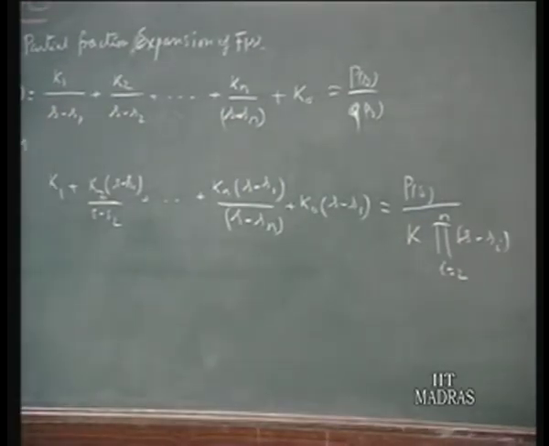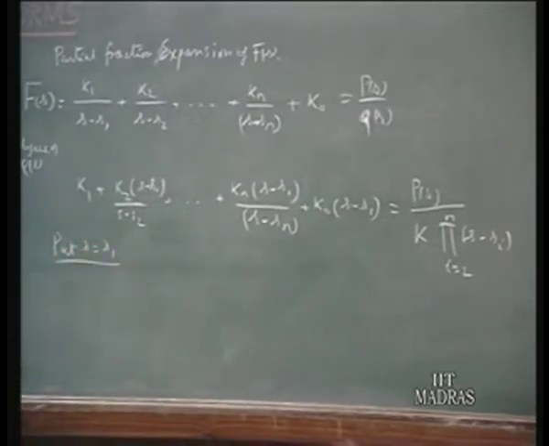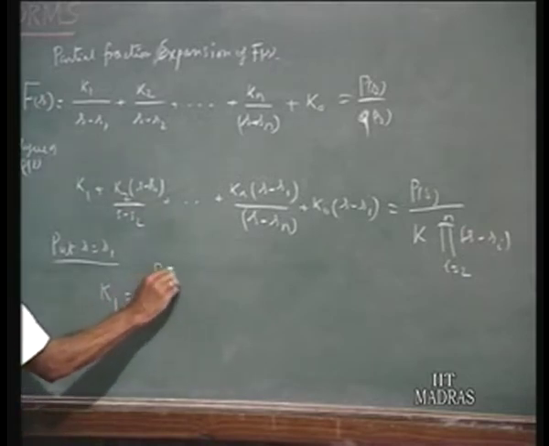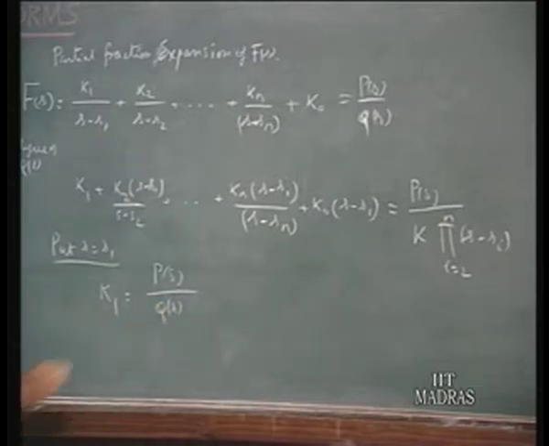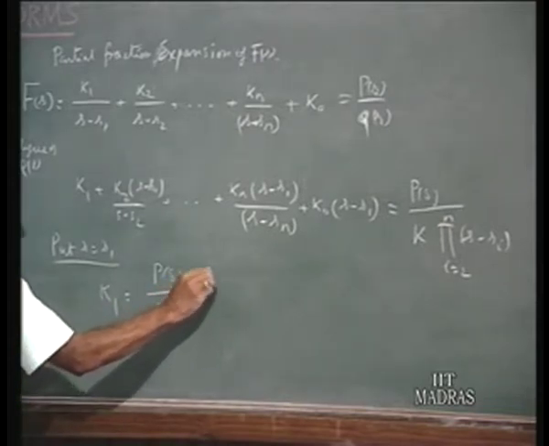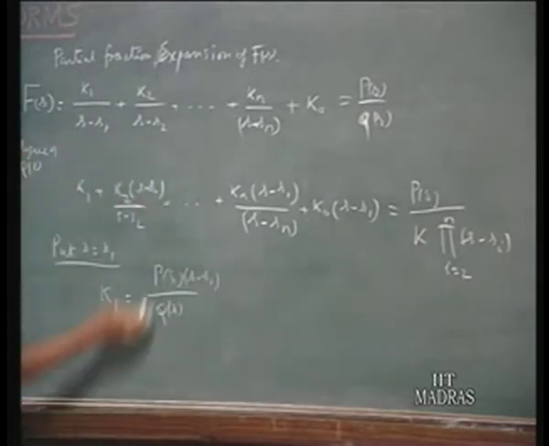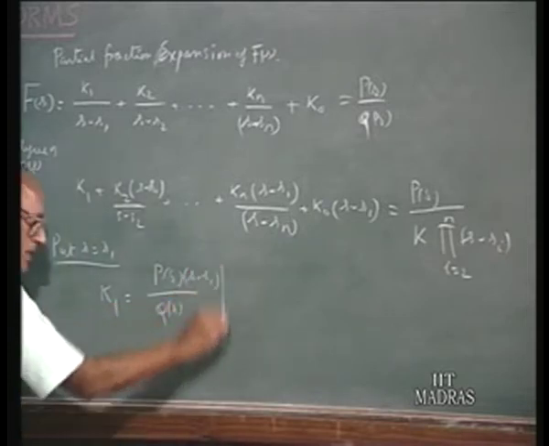Now, if in this I put s equal to s1, suppose I substitute s equal to s1, then all the other terms will vanish, and on this side you have only k1, and on the other side you have P of s over Q of s. What I have really done is multiply this by (s minus s1). Therefore, this (s minus s1) got cancelled out in Q of s, and that left this. So, I can put this in this form: P of s times (s minus s1) by Q of s, with the substitution s equal to s1.